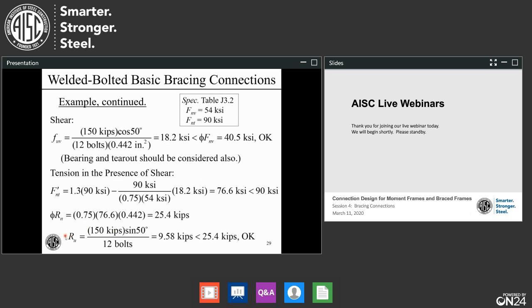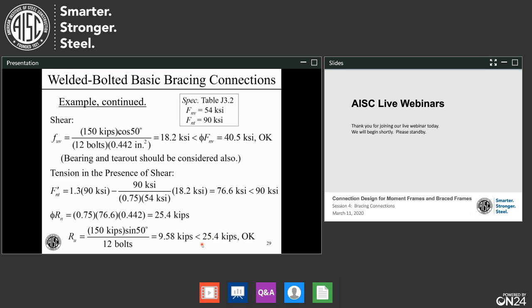We can calculate what we have in the bolts as far as the required strength, and that's going to be the required tensile strength of the bolt. That's 150 kips times the sine of 50 degrees. This is the horizontal component of the brace force. Divide that by 12, and you get the per bolt. So we have 9.58 kips per bolt.